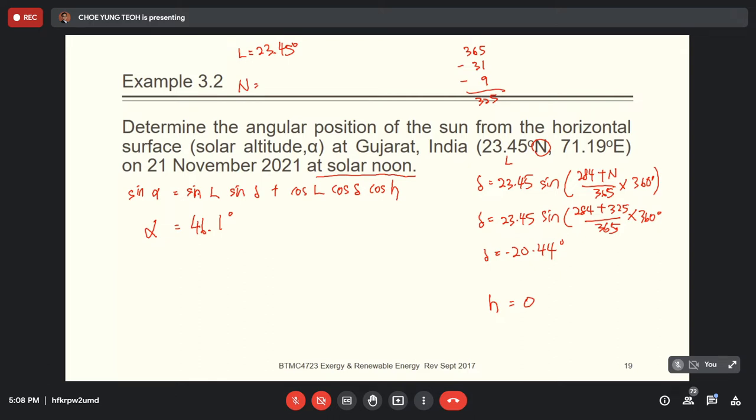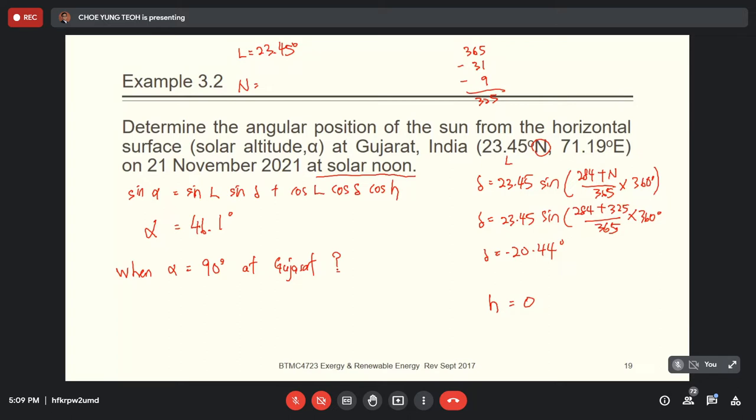So maybe I extend the question a bit. On which day will alpha be equal to 90 degrees at Gujarat? Okay, when? We have to look at the equation for the declination angle. You want to make the altitude angle 90 degrees at solar noon, so the sun must be directly overhead, 90 degrees. So your entire shadow falls on your feet, so mostly you cannot see the shadow.